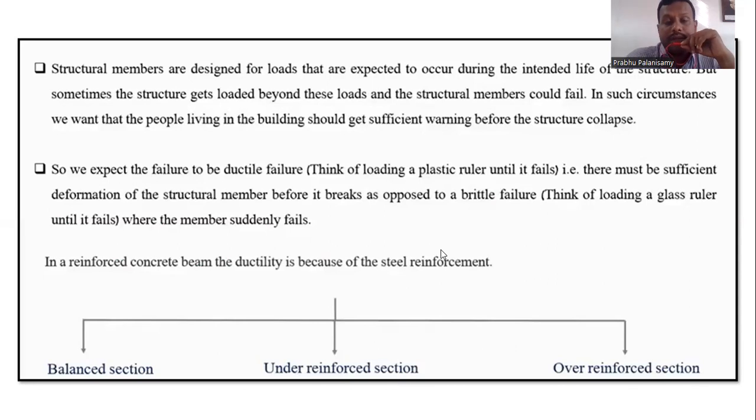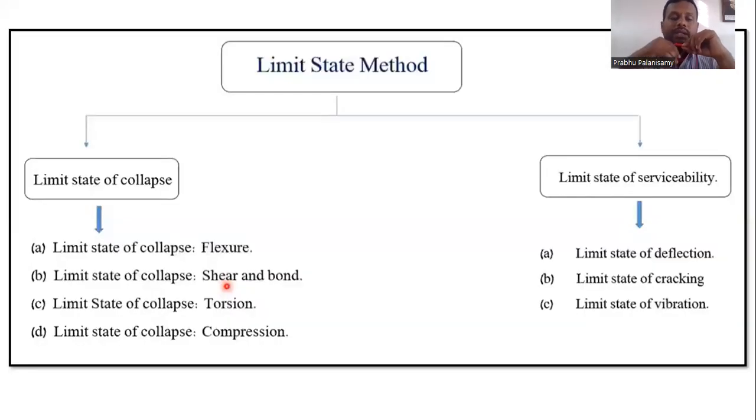And in the design part we will see what the balanced section, the under-reinforced and the over-reinforced beam are, and limit state of collapse and limit state of serviceability. So let me explain what the limit state method is. The limit state method deals with two parts, that is, limit state of collapse and limit state of serviceability. In the limit state of collapse, we deal with flexure, shear, torsion, and compression. In serviceability, we deal with deflection, cracks, and vibration.